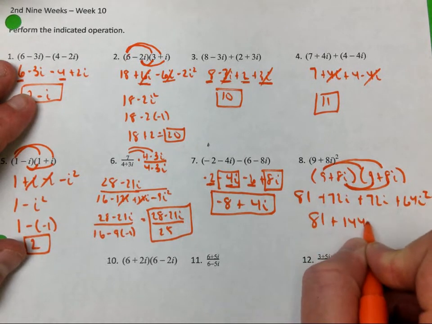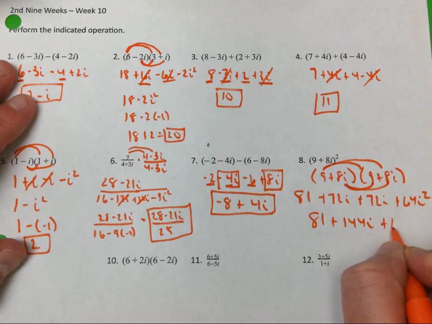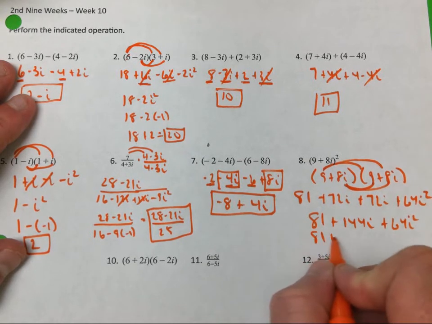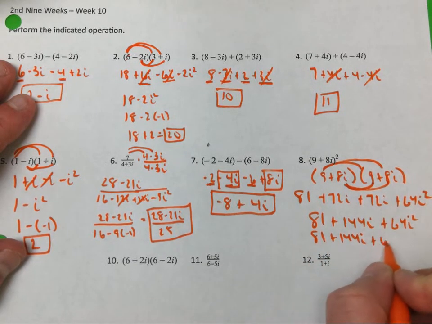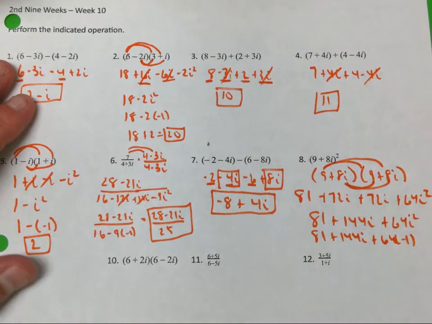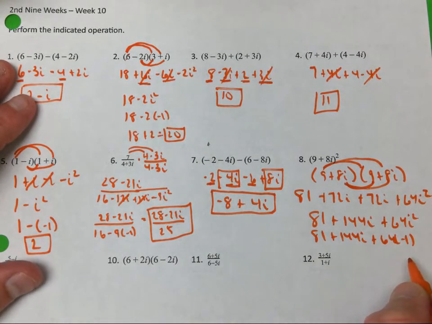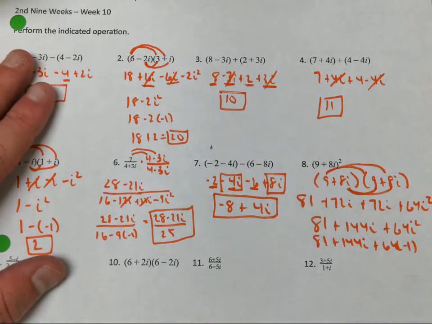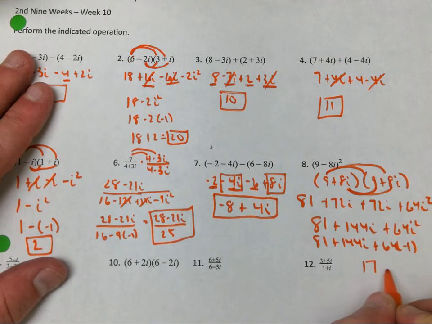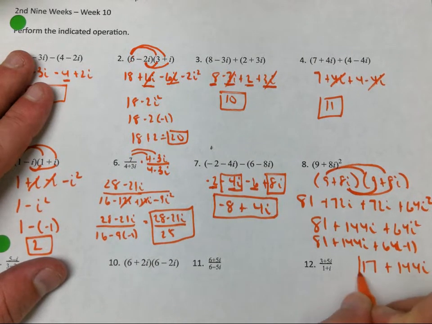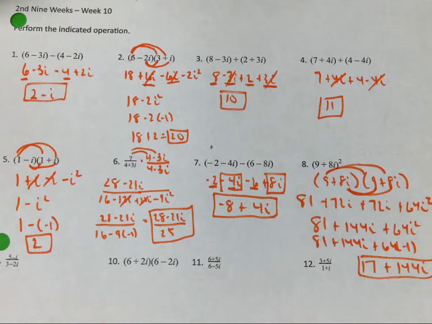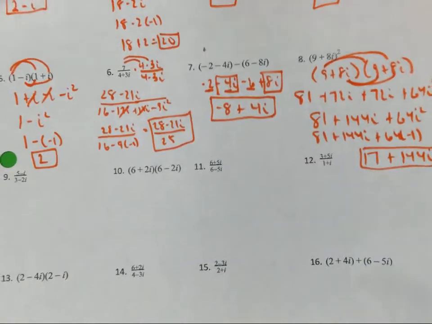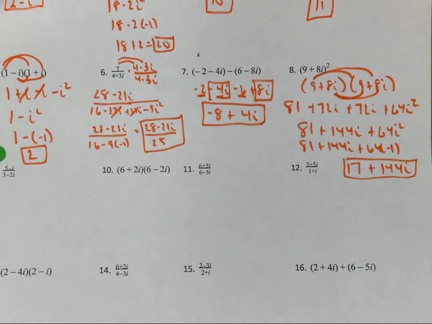81 plus 144i plus 64i squared. Substitute a negative 1 in for that i squared. That will give me negative 64. 81 and negative 64 will give me a 17 plus a 144i. Because 81 minus 64 is 17.